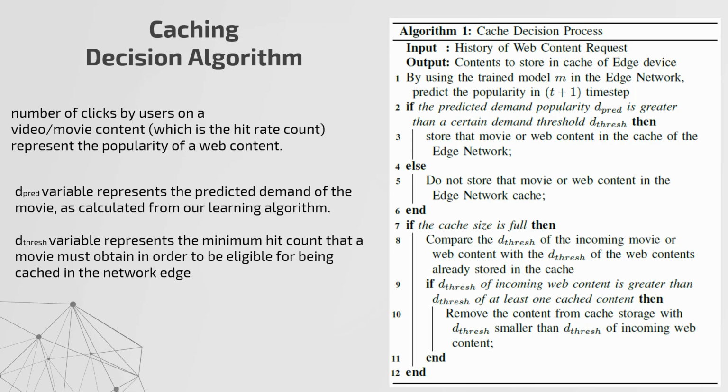So basically, this is the caching decision algorithm that we propose. This algorithm will be used at the edge device when using the prediction decision from the RNN LSTM model. Basically, the RNN LSTM model will give a prediction to the edge device. The edge device will use this algorithm of cache decision process to make corrective actions which are explained in this algorithm.